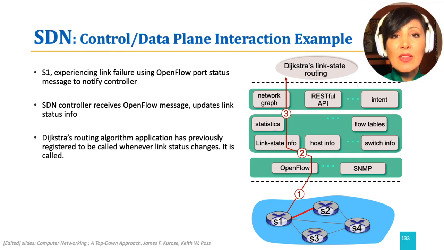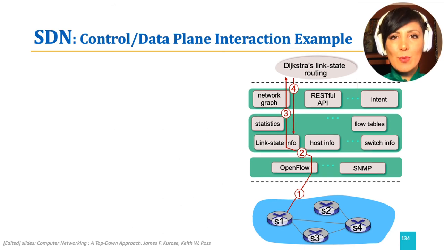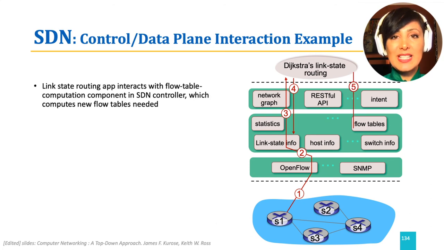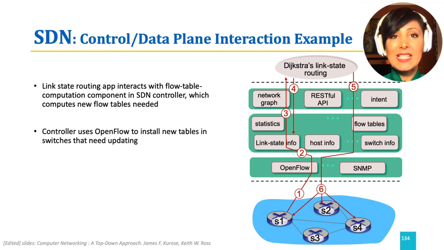Dijkstra's routing algorithm running in the application accesses network graph and link state information in the controller and computes new routes. At this point, the network controller application informs the SDN controller about the new decisions. The link state routing application interacts with the flow table computation component in the SDN controller, which computes new flow tables needed. And at last, the SDN controller uses OpenFlow to install new tables in SDN switches that need updating the routes due to the change in the switch S1's port.